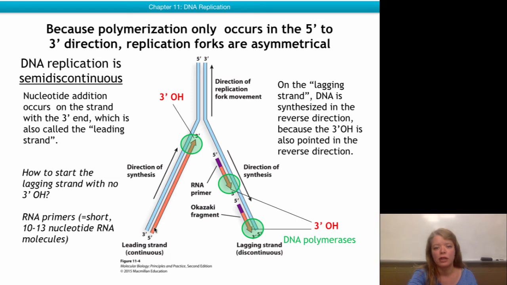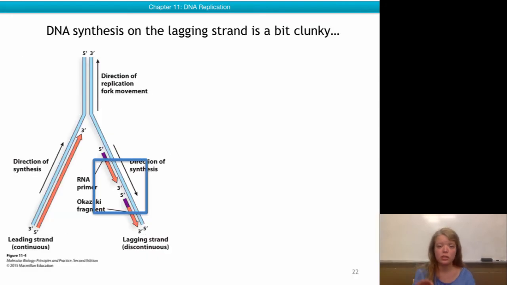So on the leading strand, there was at some point an RNA primer too. And on the lagging strand, there's a bunch of little RNA primers that are about 10 to 13 nucleotides long, first put in by an enzyme called a primase. Then the polymerase comes in and elongates from the primer, extending the DNA in the 5' to 3' direction until it hits another RNA primer.